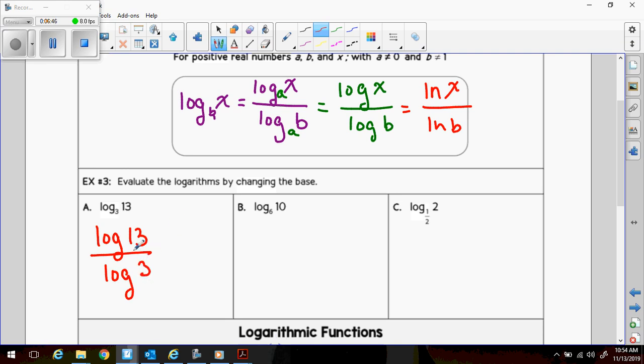And this, I do not know what this is. You're going to have to plug this into your calculator. You're going to get something like maybe 2.335. Try it out and make sure I'm right. Let's do the fraction, because these could be tricky just looking at it.